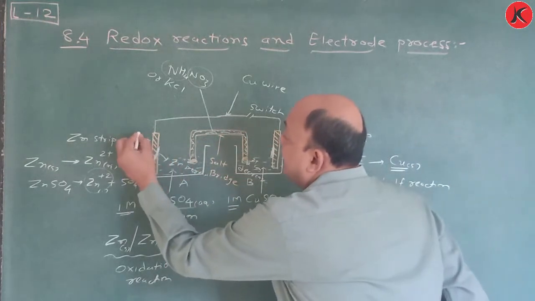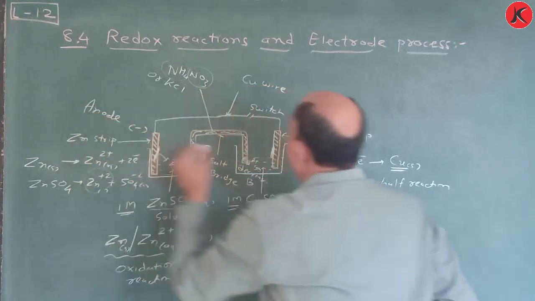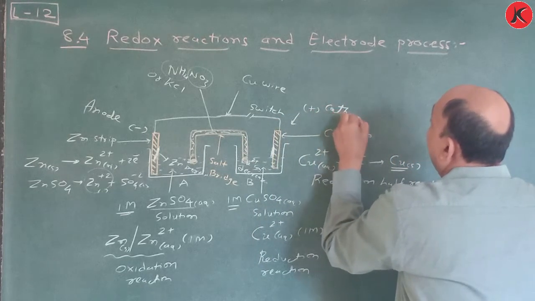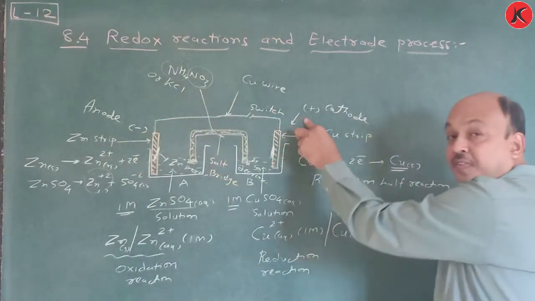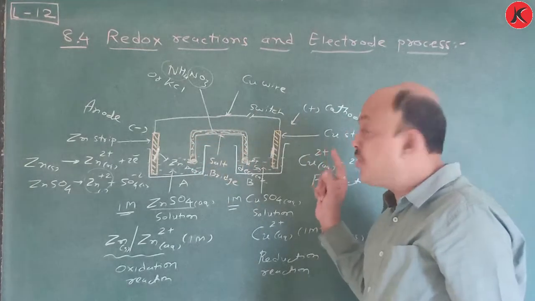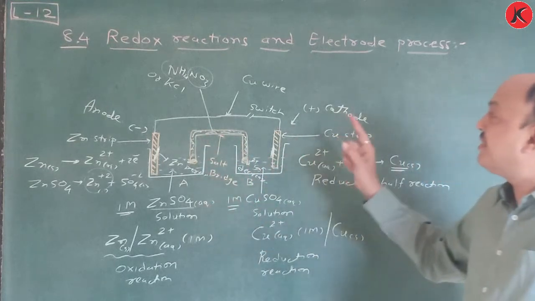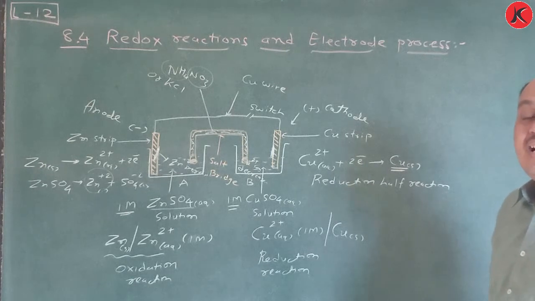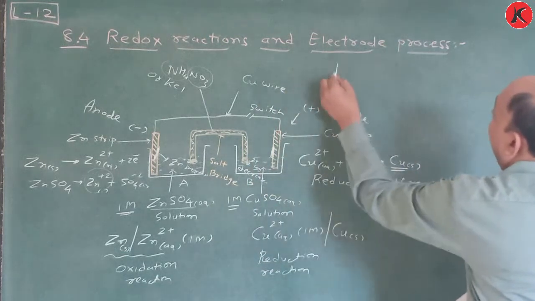This Zn strip acts as the anode, and this copper strip acts as the cathode. Here there is losing of electrons, that's why negative, and here gaining of electrons, that's why positive. So anode and cathode are there. You have to understand from this particular diagram that this is nothing but one electrochemical cell which is considered the Daniell cell. Remember, this is also called the Daniell cell.